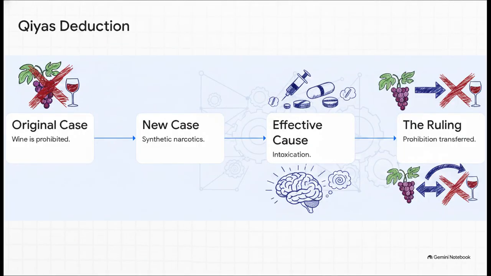Now, what's really interesting about this is how beautifully mathematical the process is. Let's walk through the classic 4-step deduction. Step 1. We look at the original case, which in this instance is grape wine, explicitly prohibited in the texts. Step 2. We identify the new modern case, let's say synthetic narcotics. Step 3 is the crucial one, finding the effective cause. I mean, why was wine banned in the first place? Because of intoxication and its detrimental effect on the mind. So Step 4. Because narcotics share that exact same effective cause, the ruling of prohibition is directly transferred. It's just a precise, incredibly rational bridge across time.